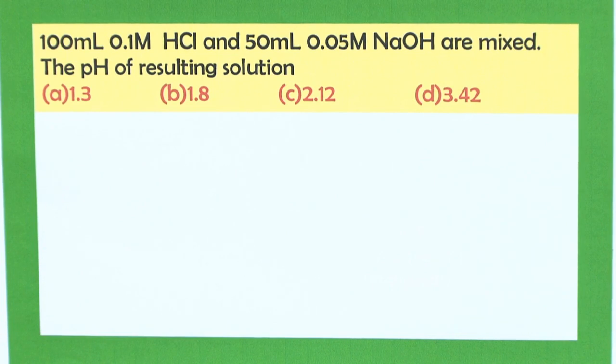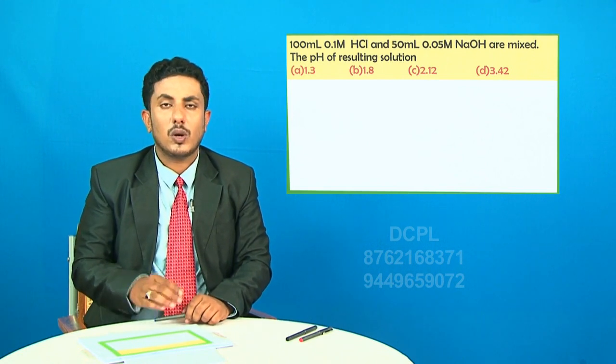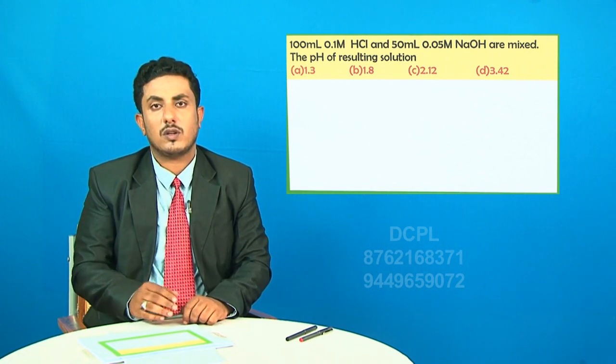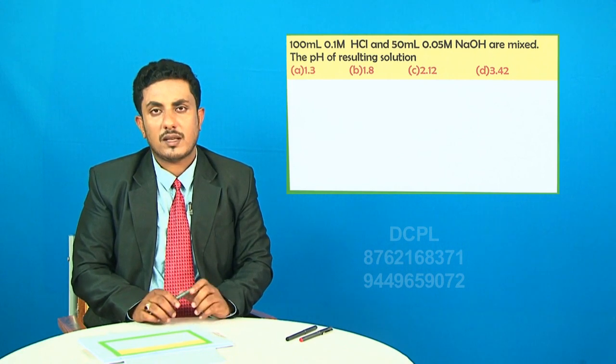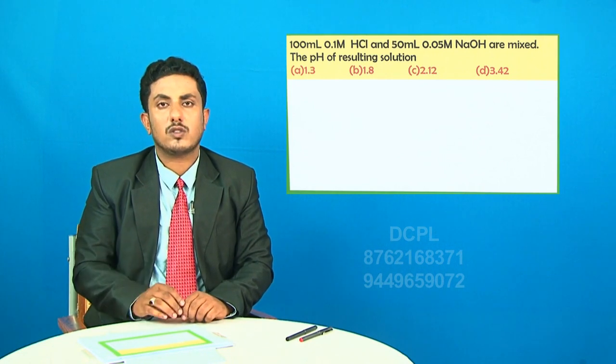Here they have given you a mixture of HCl and NaOH. While calculating the pH, first you should find the nature of the solution after mixing. Why? Because when HCl combines with NaOH, you get salt plus water. If the concentration of HCl is more, then the resulting solution will be acidic. If the number of moles or the concentration of NaOH is more, then the resulting solution will be basic. So when you mix HCl and NaOH, neutralization takes place, and the nature of the solution depends upon the concentration of the acid or the base that is present. If the number of moles of acid is more, the resulting solution will be acidic. If the number of moles of base is more, it will be basic.